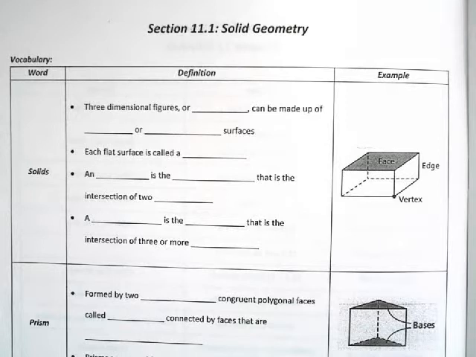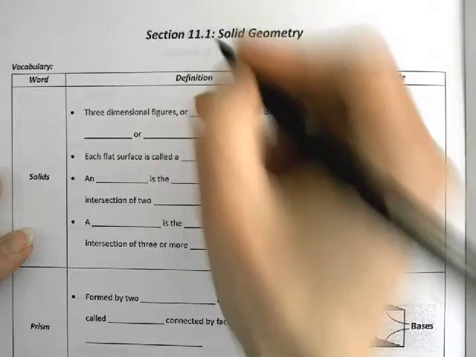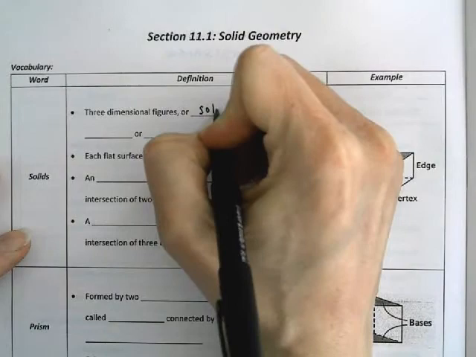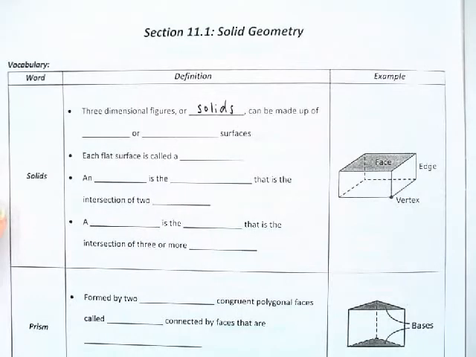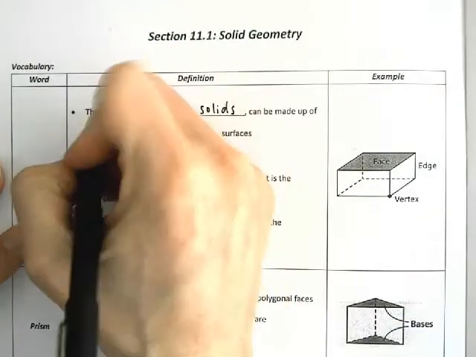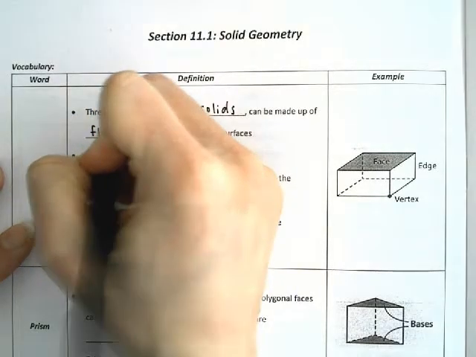Really our goal for today is to be able to understand and identify some key vocabulary terms, and then really to be able to identify and name certain solids. So we'll get to that in a minute. Right now we're just going to run through some vocabulary that we have to have. Okay, so first we're going to talk about what we mean when we say solids, right? And really what we're talking about is three-dimensional figures. Okay, so three-dimensional figures, or solids, can be made up of flat or curved surfaces.